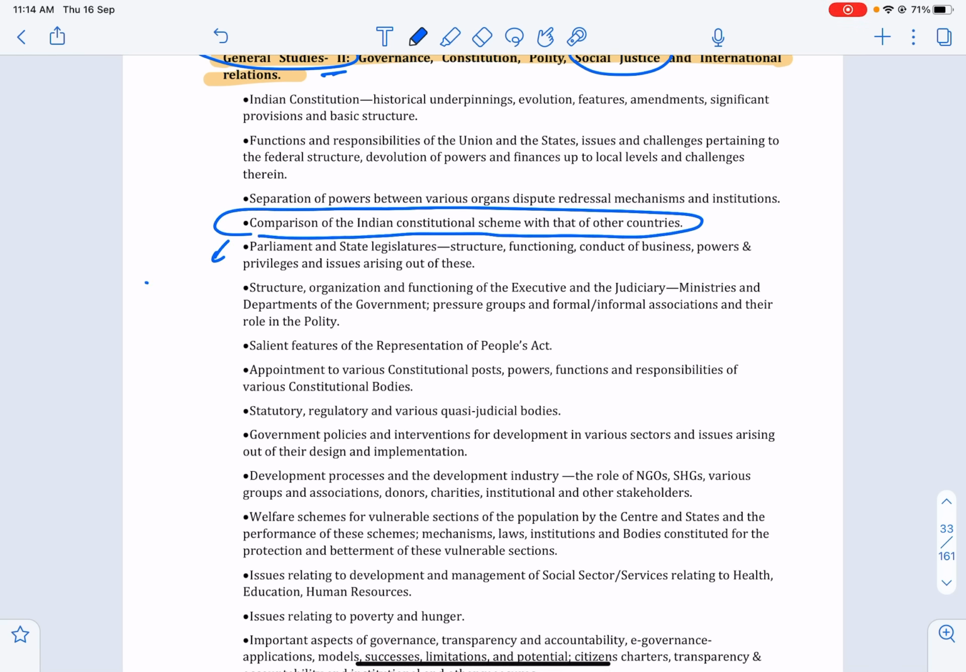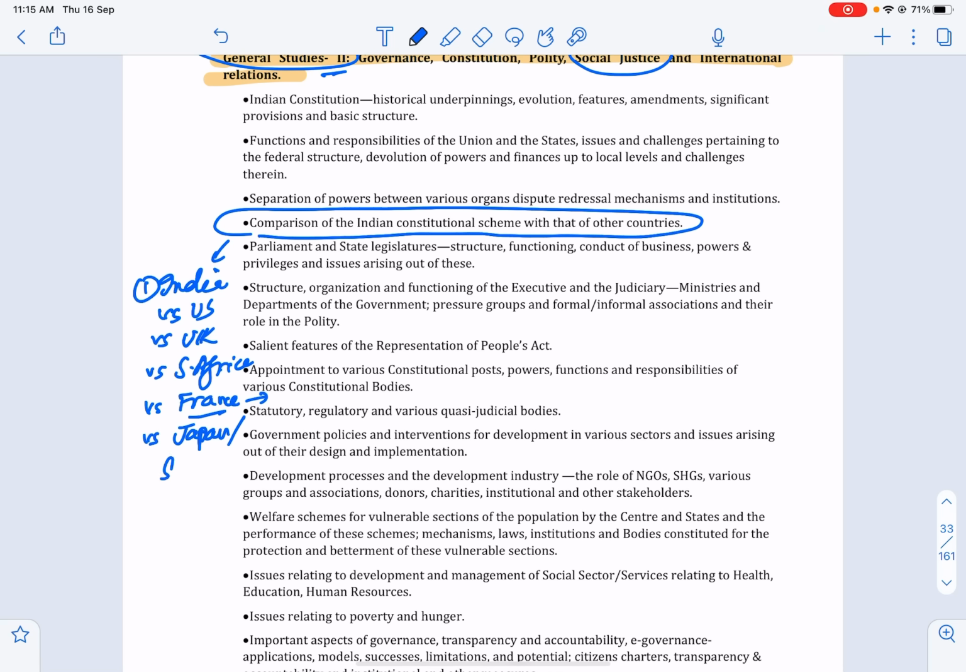So in this you have to make subtopics like India versus US because US is the biggest democracy in the world, versus UK because India's system is based on United Kingdom system, versus let's say South Africa because India has historical ties and similarities to South African polity. Similarly, versus France because this is a big democracy again, and lot of great political ideas came from France. And let's say versus some Asian country, you might want to look at some Asian country like Japan or any country in Southeast Asia. So now from where will you get all this?